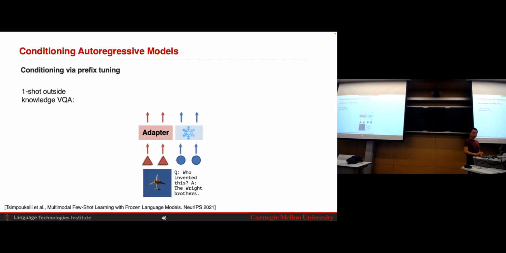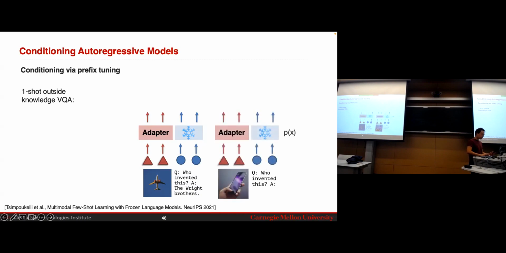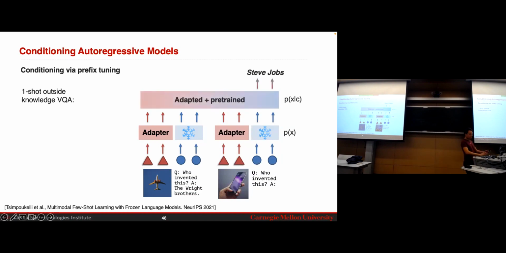You can also do outside knowledge VQA. So for example, during training, give it this image of an airplane and ask who invented this as a question, and also append the answer afterwards, the Wright brothers. And give it a new question, for example, who invented this? It can also give you the right answer, Steve Jobs.